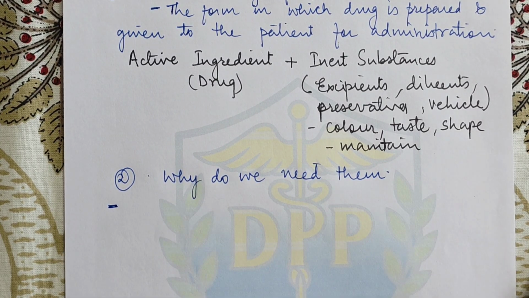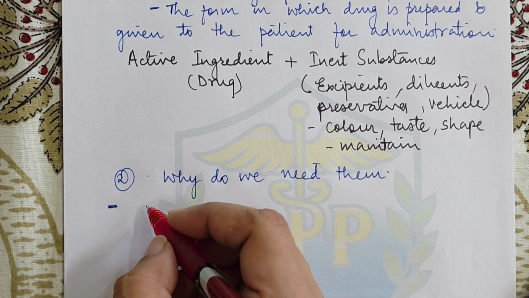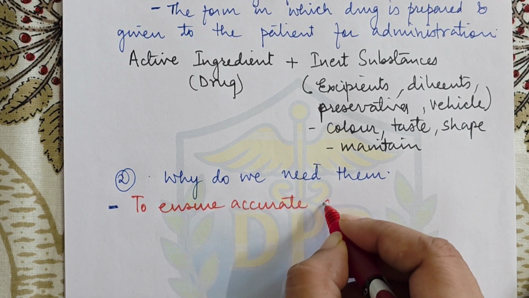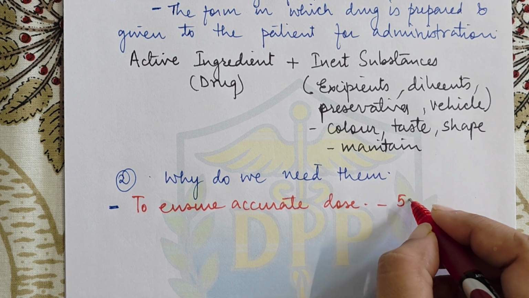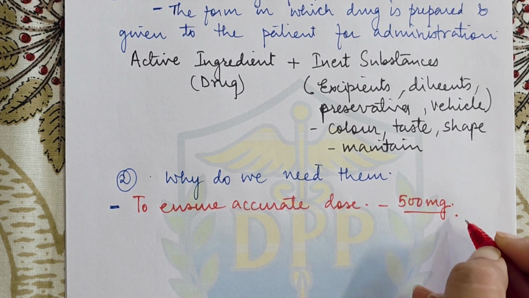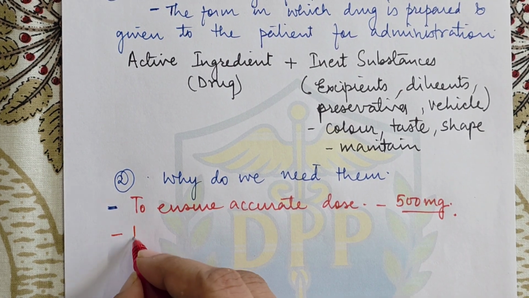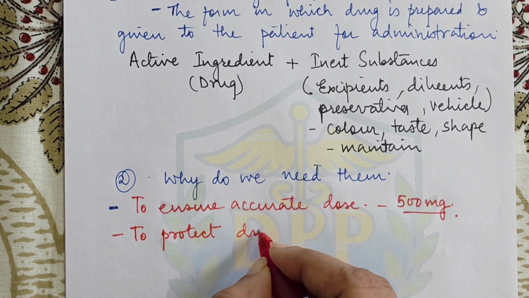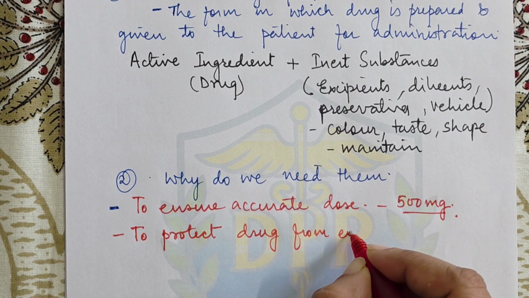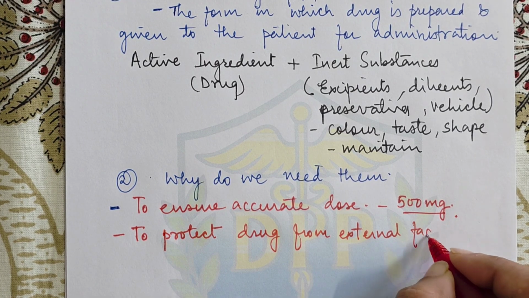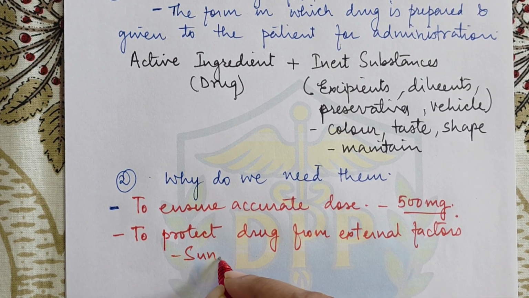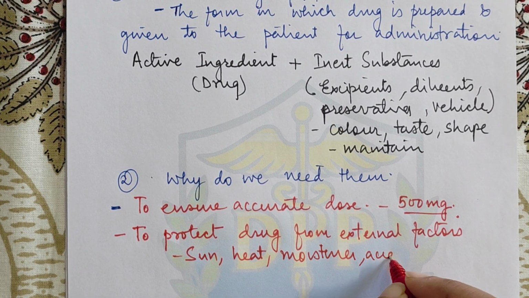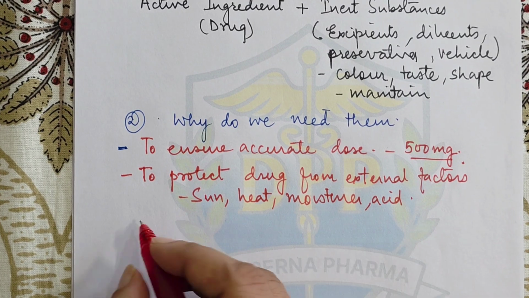Now a dosage form is required. Basically, the first important thing is to ensure accurate dose. So suppose we say this tablet is 500 milligram. So we have an accuracy of the dose there, that okay, we are delivering 500 milligram. The second is to protect the main drug, the active drug, from external factors. Like, what are the external factors that can damage the drug? It can be sun, it can be heat, it can be moisture, right? All these things, acid, or maybe just coming in contact with the outside air.